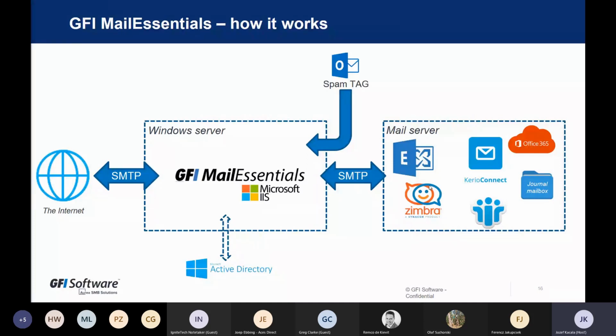GFI MailEssentials could recognize users in three different ways. It could recognize users with the use of Active Directory. It could recognize users over SMTP. So basically, all the outbound messages received on SMTP from your home mail server will be automatically determined to be from local users. Or you can synchronize the local users from the mail server, for example, from Microsoft Exchange.